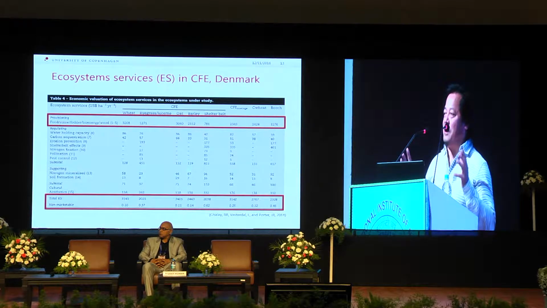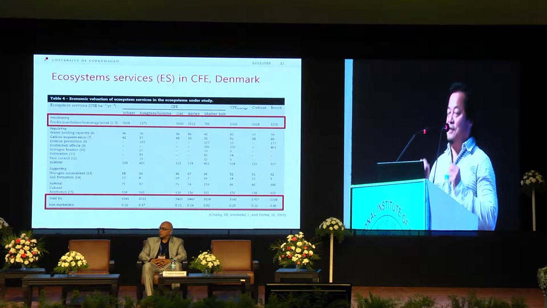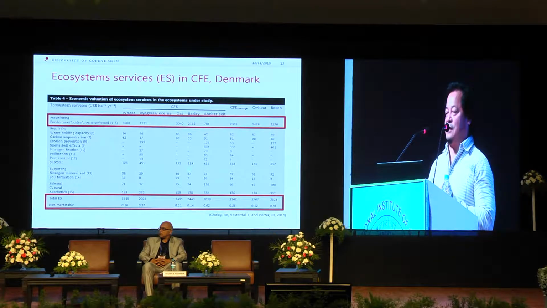Just to give you a brief picture, it's very important that we count the total ecosystem services for our production system in order to keep our production system and our soils productive.